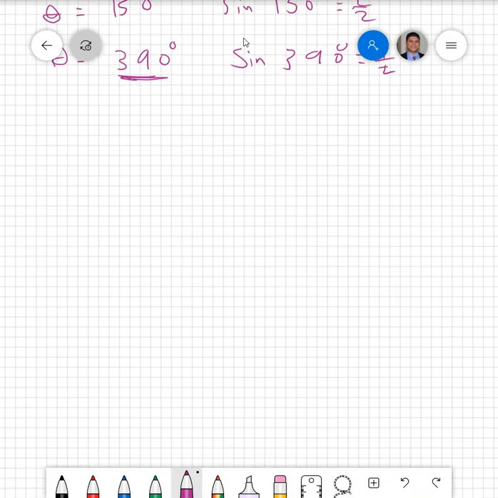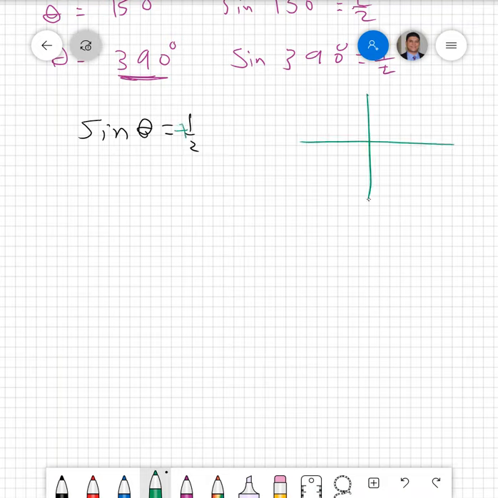How can we find the solution? Sine theta, again, sine theta equal half. How can we think about the solution and how can we find it? First of all, sine here is positive. And we know that sine is positive in which quadrant? In quadrant 1 and quadrant 2. All students take calculus. So sine is positive in quadrant 1 and quadrant 2.